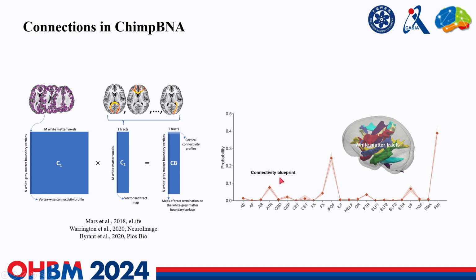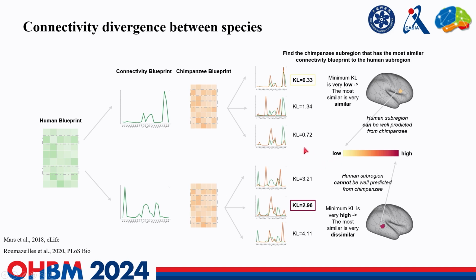The rows in the blueprints indicate region-to-track connectivity patterns for each subregion. Using the connectivity blueprint, we could investigate the connectivity divergence between these two species. For each subregion in humans, we compare its connectivity profiles with all of those in chimpanzee brains and find the region with the minimal KL divergence.